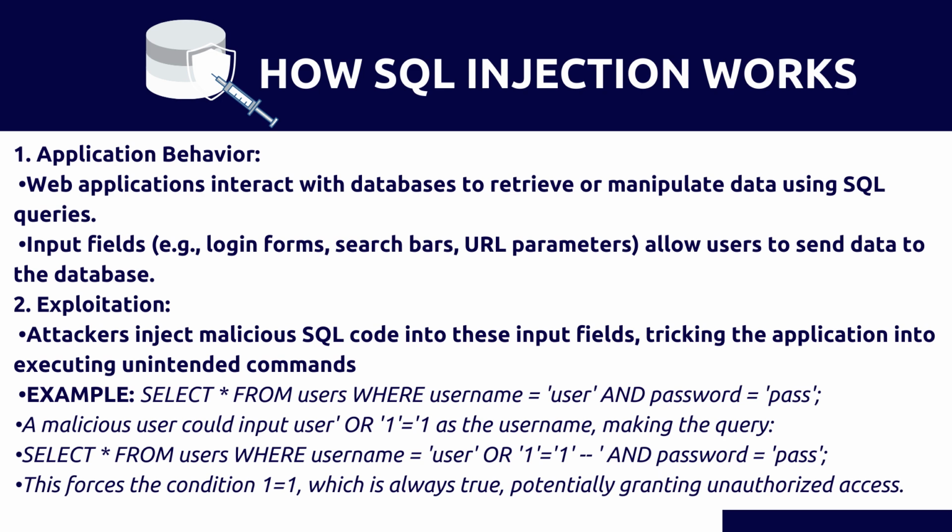Example is: SELECT * FROM user WHERE username = 'user' AND password = 'pass'. What is this? The first is giving a query. What's the query? OR 1=1 is the query as the username, making the query. Now the command is going to be SELECT * FROM user WHERE username = 'user' OR 1=1 and the password is pass. This forces the condition 1=1, which is always true, potentially granting unauthorized access.